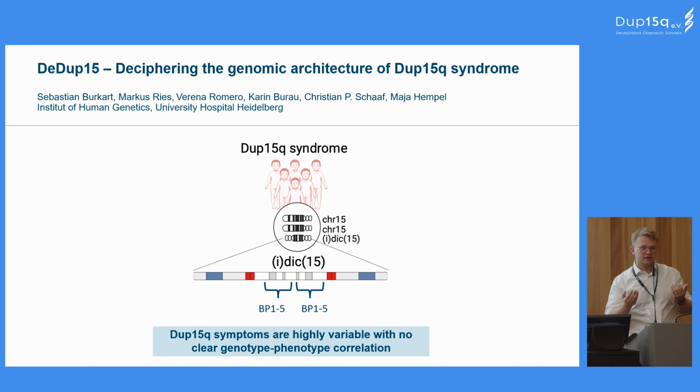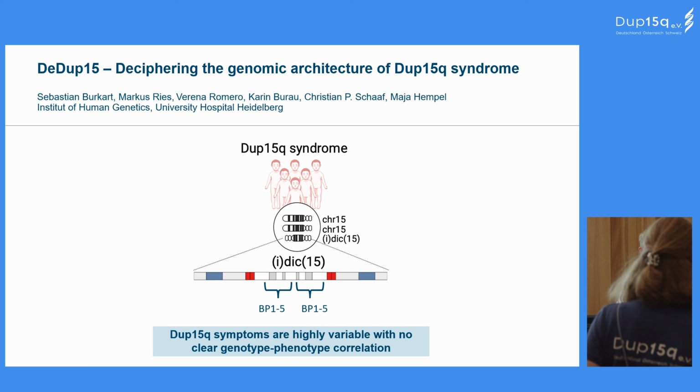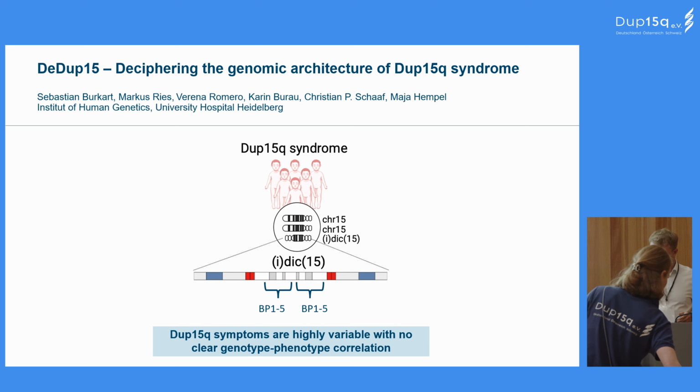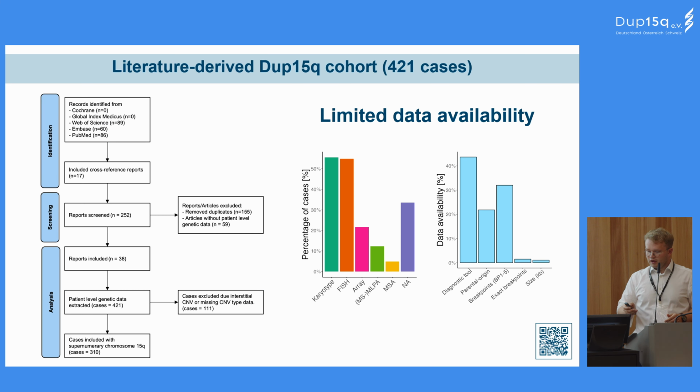The rationale for this is quite obvious. The symptoms of Dup15q syndrome are highly variable and without a clear genotype-phenotype correlation. In our work, we try to find differences in the genetic variation that might explain the differences in phenotype or in the clinical symptoms. And for that, we started by generating a literature-derived cohort.